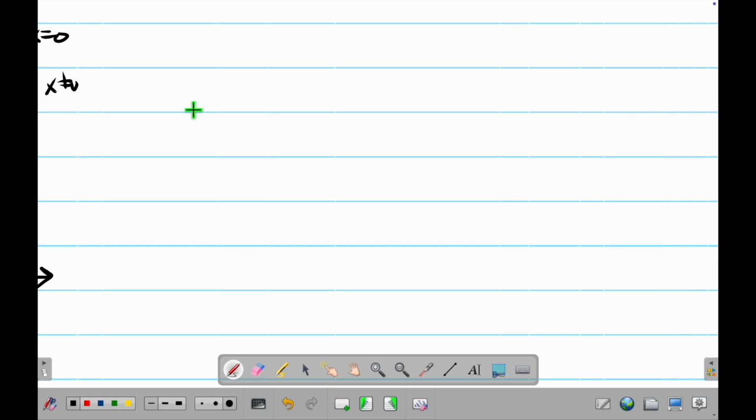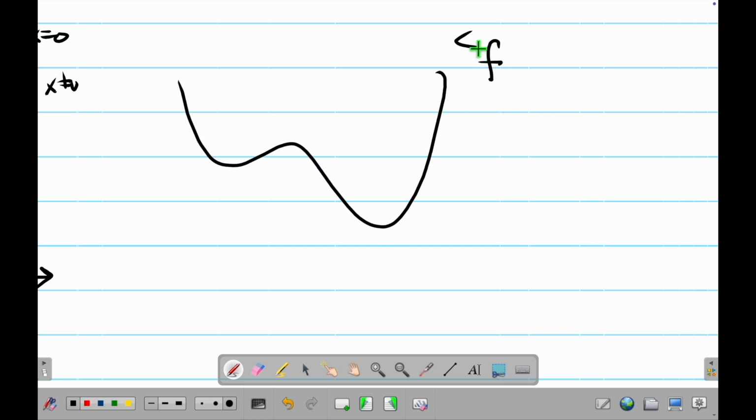Example, draw a picture. So suppose my function is this, not necessarily convex. This is my f. And let's say this y-axis, this is my a, okay, or alpha.